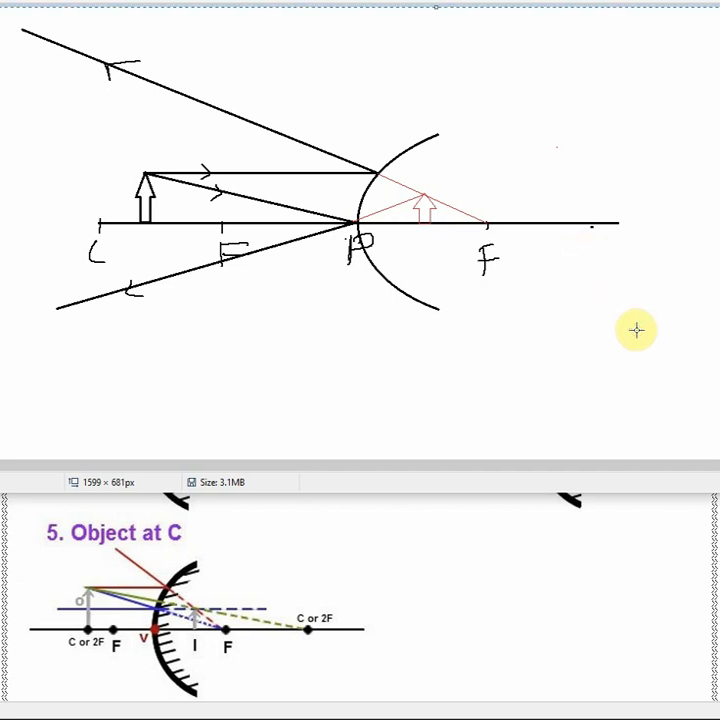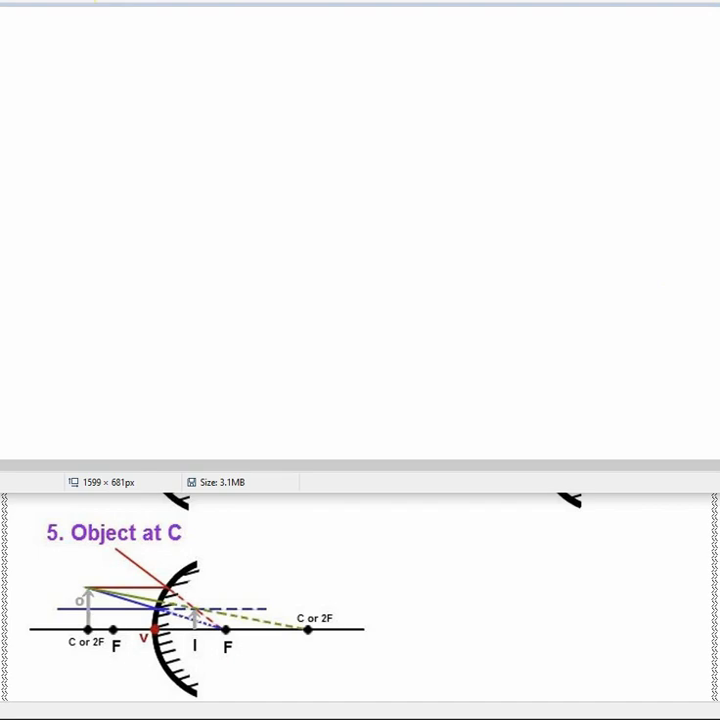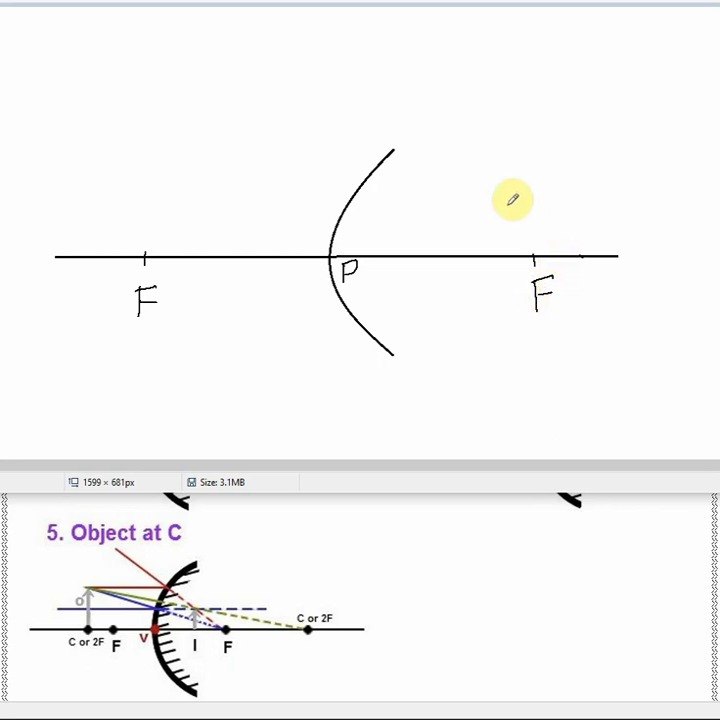Next, try the fourth one. This will be the last one. So in the fourth case, I will place the object between P and F. So let me mark the P here and F here. Since I need the focal length only, I'm not drawing any C, center of curvature. Okay, so now I'll place the object between P and F.